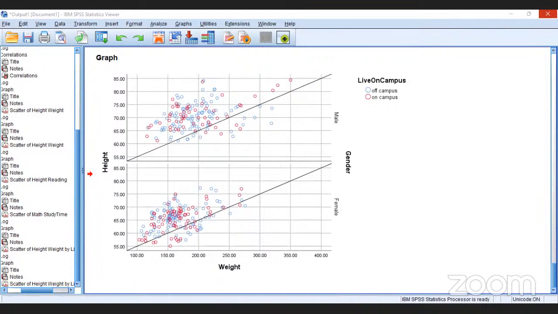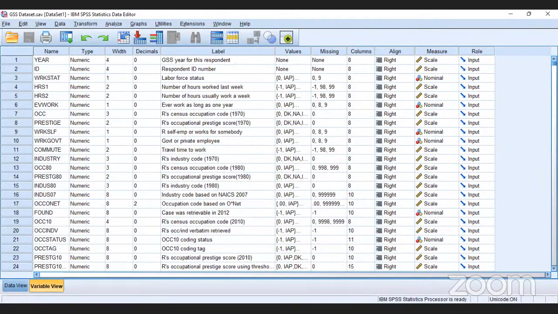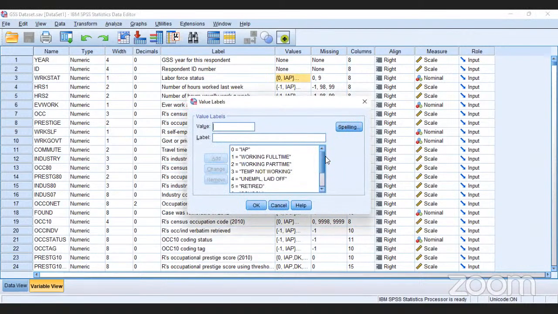Don't know if you can see my screen. I tried to share the data, but it was a little bit heavy. You can download it online. It's done every year. If you look at our data here, they ask questions like the labor force. Let's see the options: working full-time, working part-time, temporarily not working, unemployed, laid off, retired, school, keeping house, others, and maybe doesn't apply. Those are different options, right?